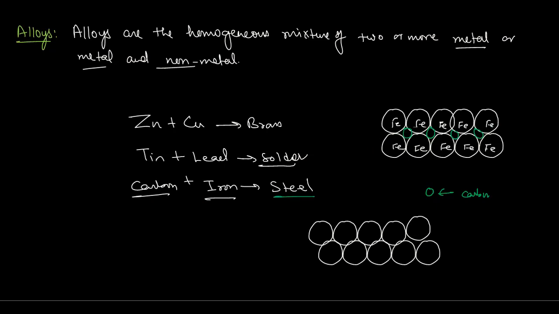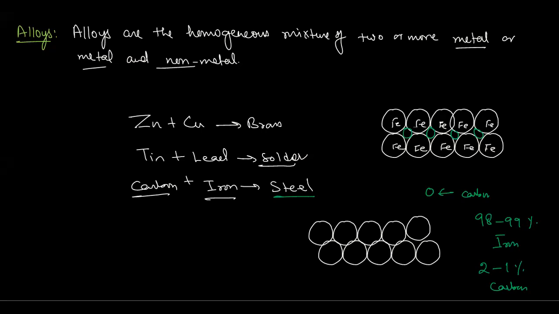So we make steel by using iron. We have 98% to 99% iron, and then 1 to 2% carbon is added to it. When we add these mixtures, it gives us a particular alloy called steel.